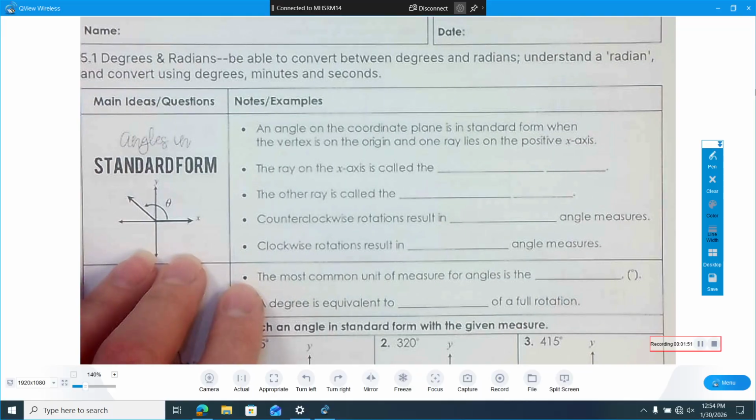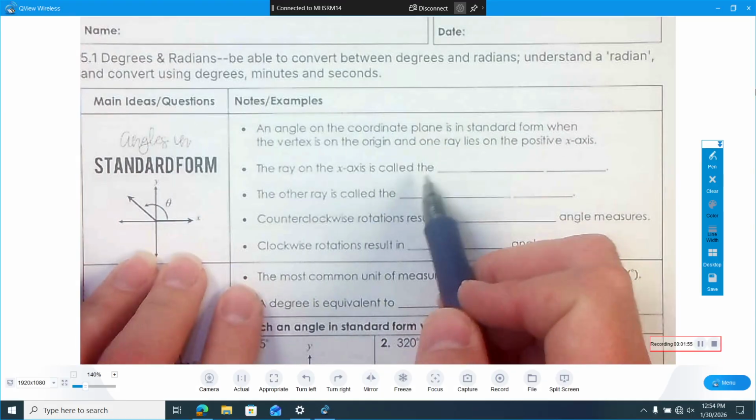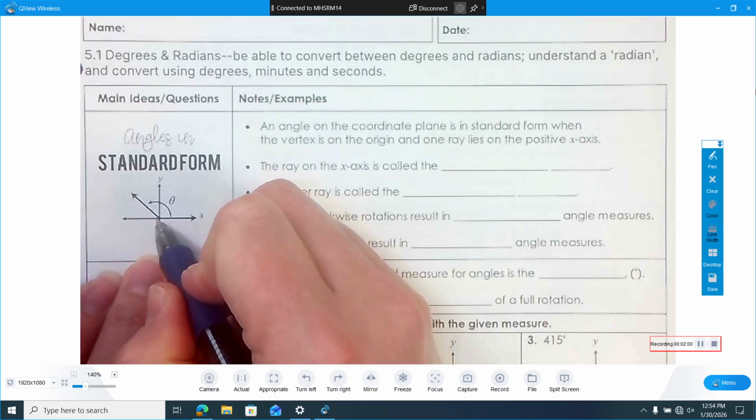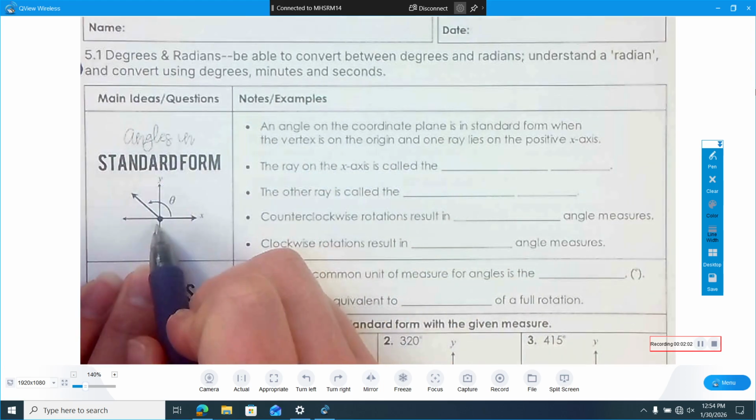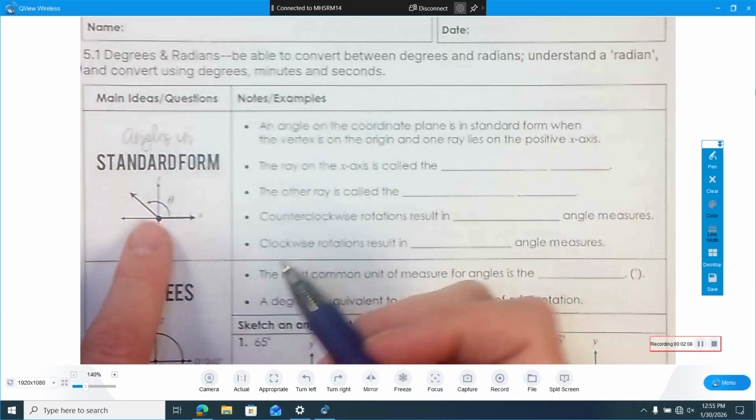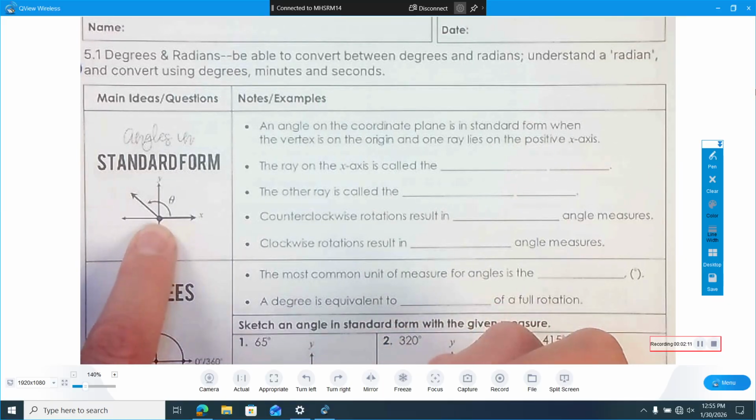She calls it standard form. I call it standard position. An angle on the coordinate plane is in standard position when the vertex is on the origin. So we have the vertex of the angle. That's the point where the angle swivels open from. It's that swinging point. So that vertex is on the origin.